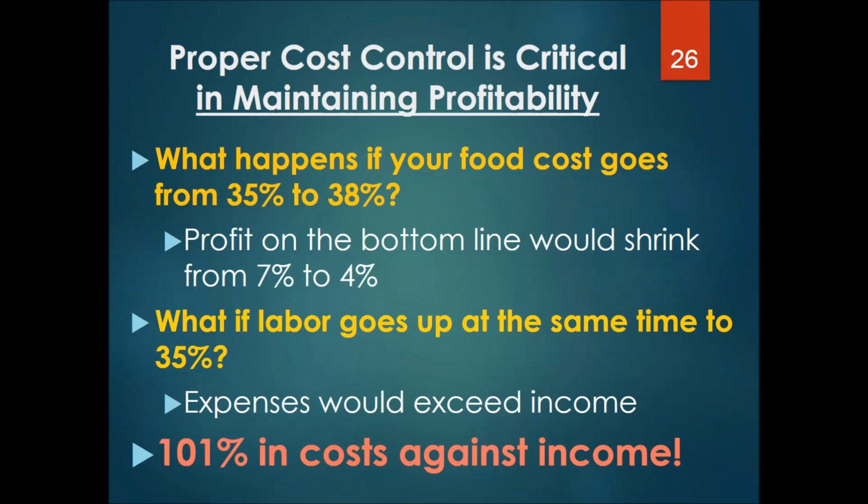Now what if labor went up at the same time? Minimum wage went up, or you had to give out raises. Now what if it went up to 35? Well, if you remember our first number, that was 30. That's another nickel. You only had a 4-cent profit. Now your expenses would exceed your income and you'd be operating at a loss. You need 101% in costs against that 100% income. So see, you think you're doing well, and it's just those little small things. You can't even control them, and then it could actually make you go into a loss. So that's something we have to watch out for.